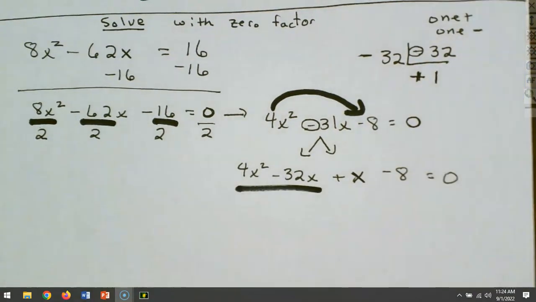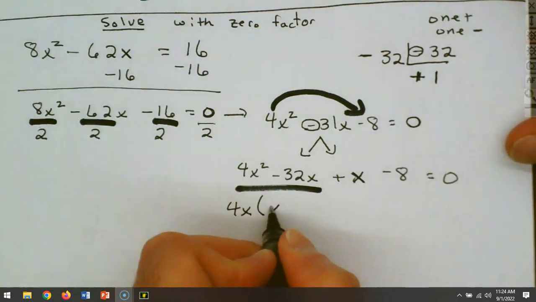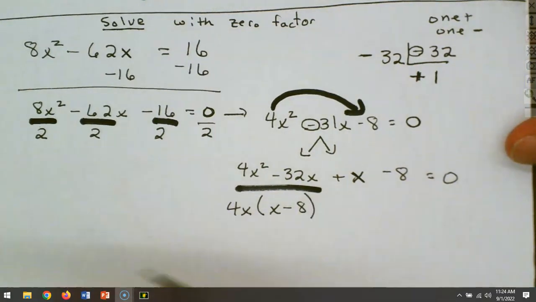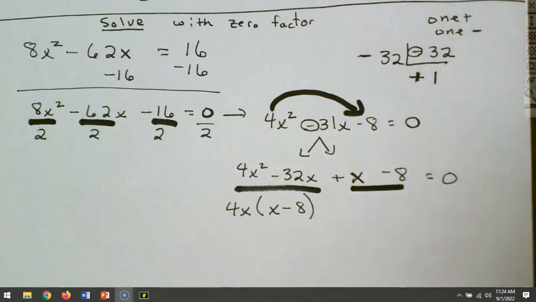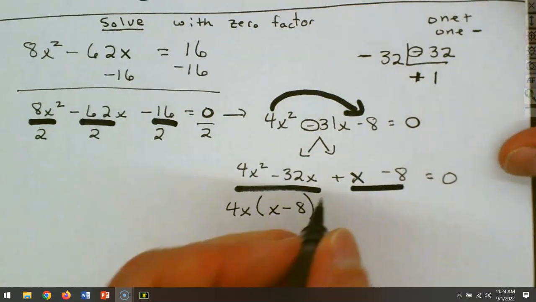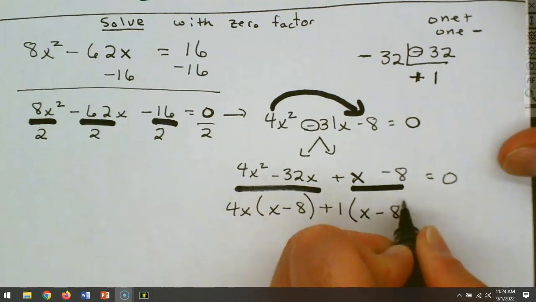First two pieces. What can come out of the first two pieces here? Always take out the largest number in common, and these both have a what in common? Yep, 4 and an x, so we took that out, and that leaves you with an x, in this case, minus 8. And the next two pieces, there may or may not be something in common. If there's nothing in common, you can always take out a 1, so we're going to take that 1 out. And that's going to now leave you with an x minus 8.